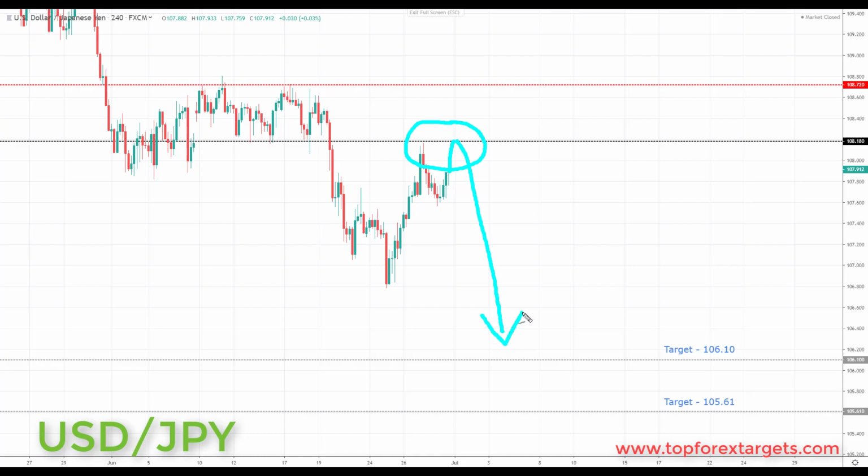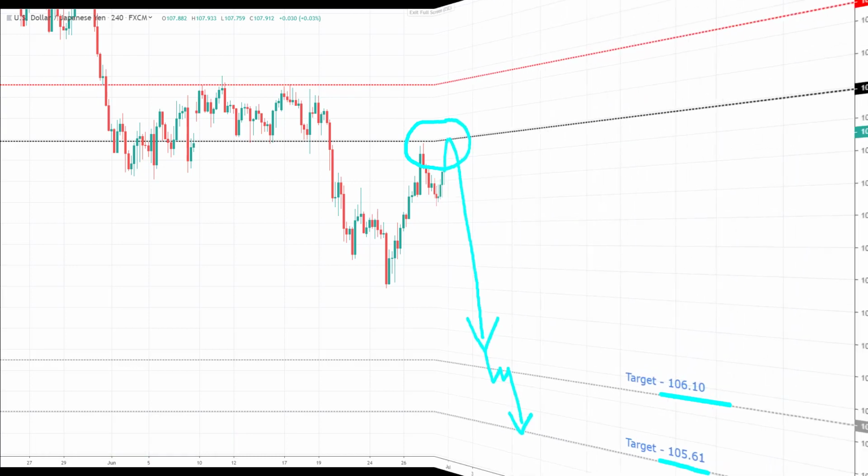And if we get the right kind of bearish formations and patterns in this area, we're going to be looking at initiating shorts down towards the next key of support to the downside and the target set at the 106.10. And if we can get a breakthrough here, we're going to be looking down towards the next key of support to the downside and target 2 at the 105.61.